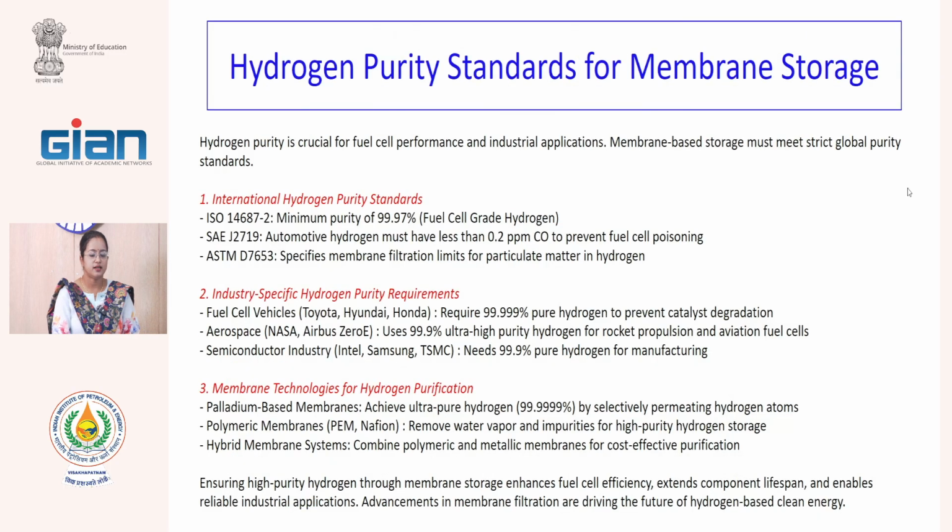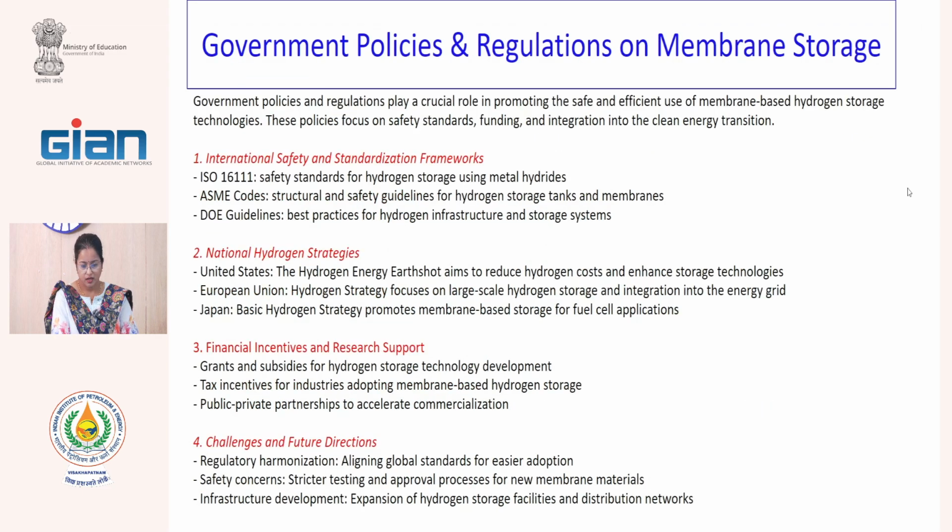There are also purity standards for this storage system. The international hydrogen purity standards are ISO and ASTM, fuel cell vehicles have some industry specific standards, and aerospace and semiconductor industries all require almost 100% purity. Membrane based technology for hydrogen purification can achieve almost 100% purity.